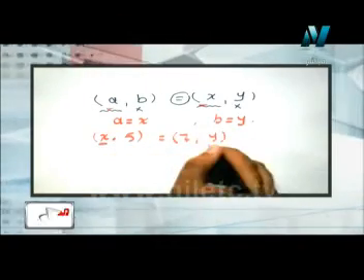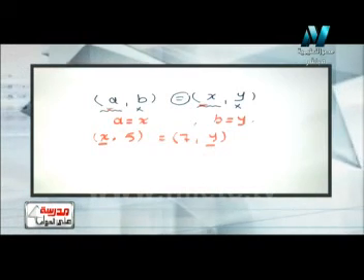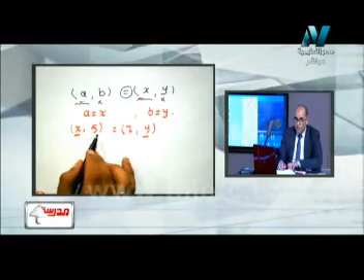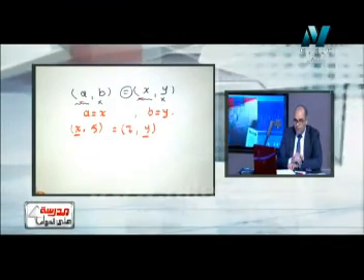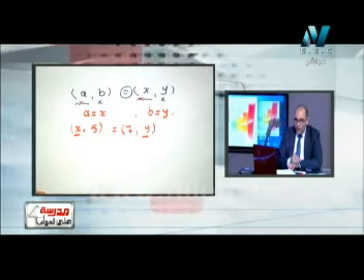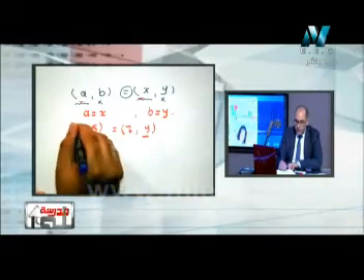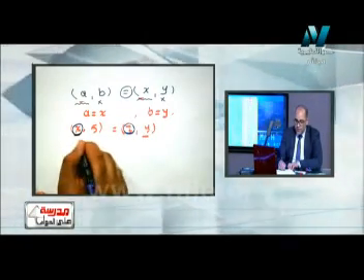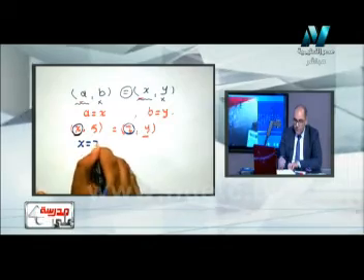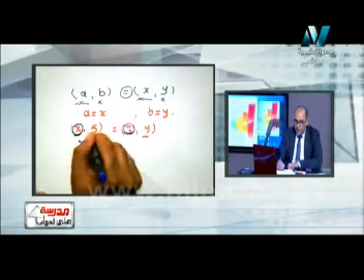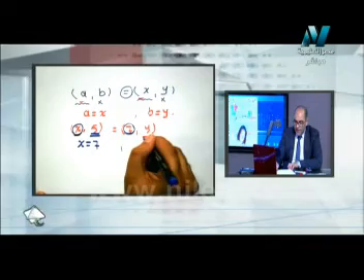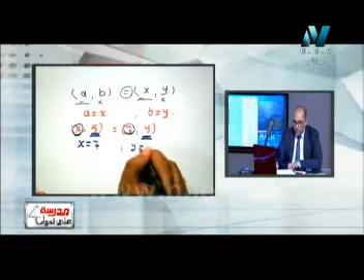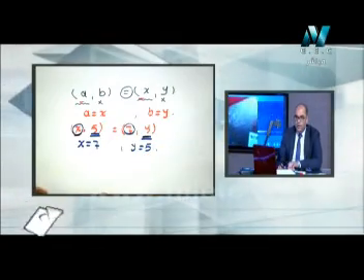Like (X, 5) equals (7, Y). Can you find X and Y in this question? Here we have two ordered pairs, X, 5 and 7, Y. To find the value of X and Y, we just circle X, the first number, with 7. So we can make X equals 7, and underline the second numbers, 5 and Y. Finally we can write Y equals 5 in a simple way.